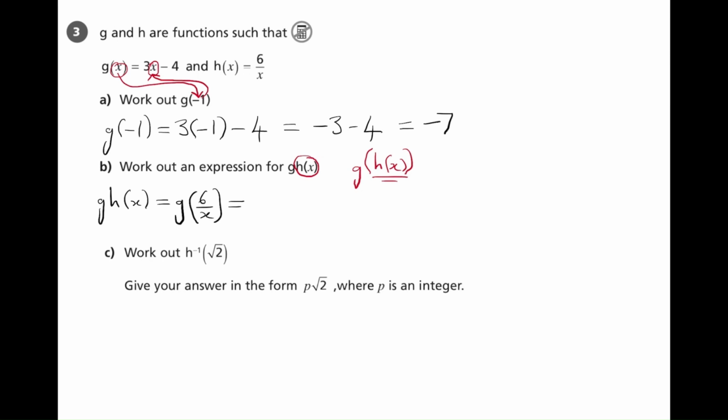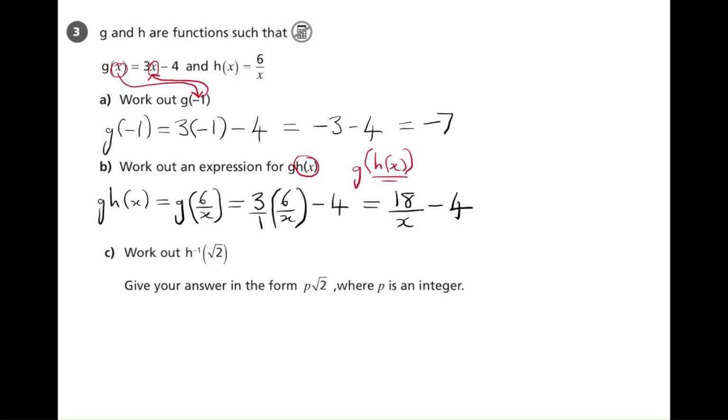So now in function g it's 3 multiplied by x, but instead of x we now replace it with 6 over x, and then we subtract the 4. We now simplify this. We've got 3 over 1 multiplied by 6 over x. So on the top we have 3 multiplied by 6, which is 18, and on the bottom we have 1 multiplied by x, which is x, and then we subtract 4. And that's our answer to part B.